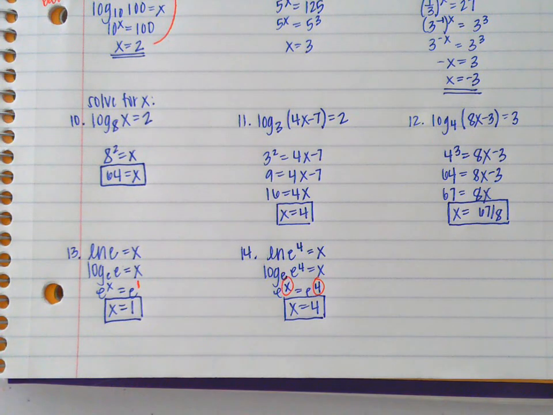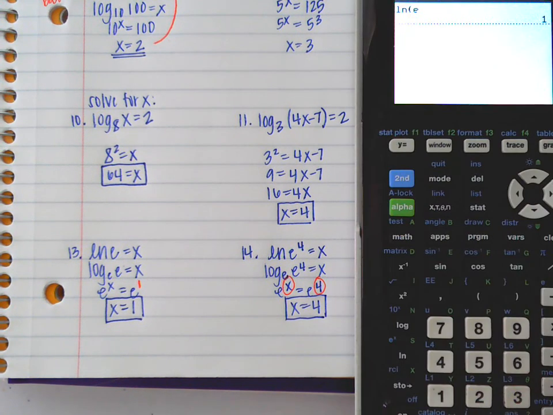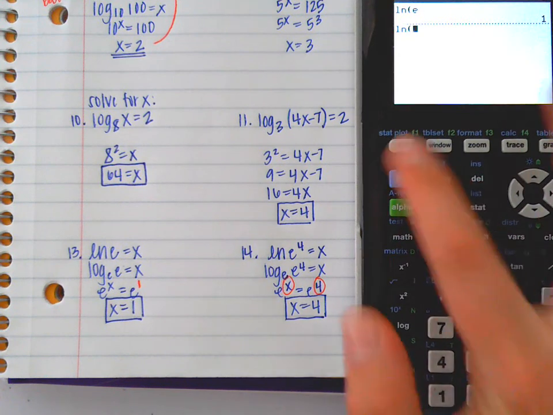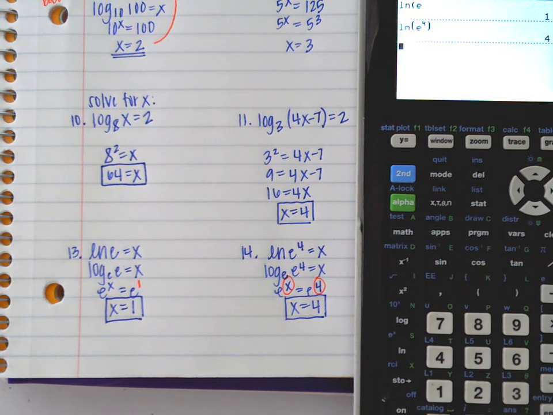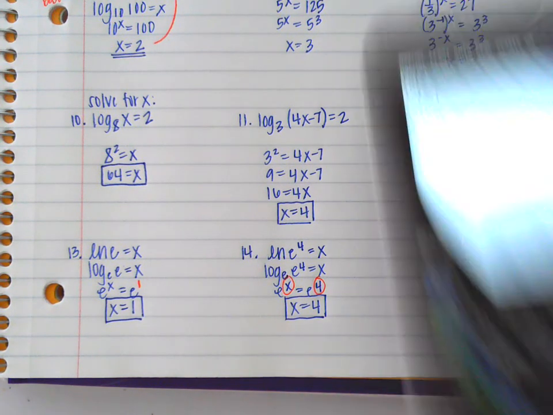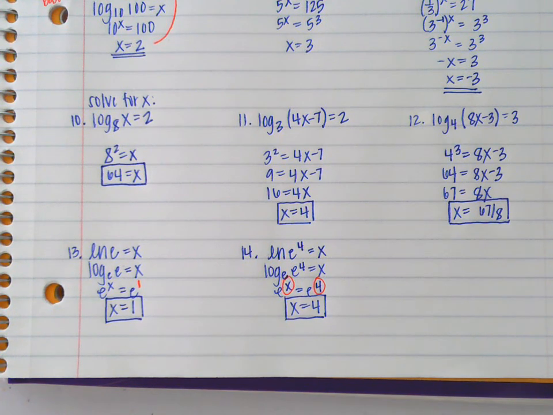Again, I can type that into my calculator, e to the 4th power, and I should get 4 as well. Okay, let's try one more and then we're going to be done.